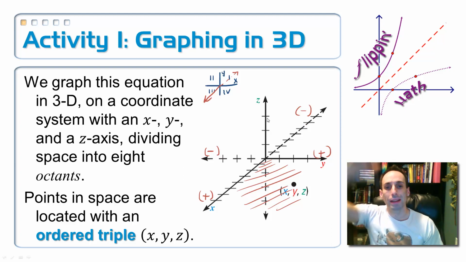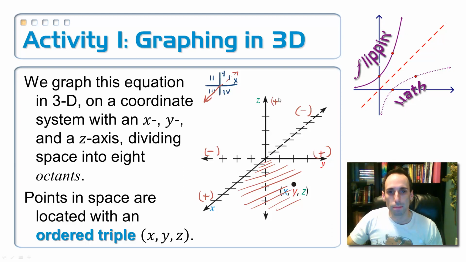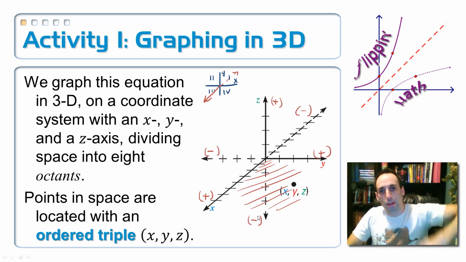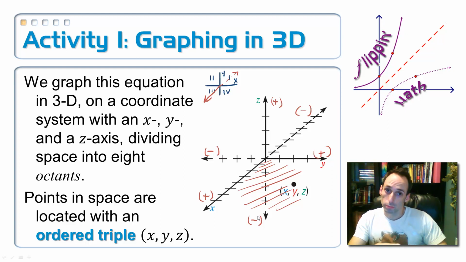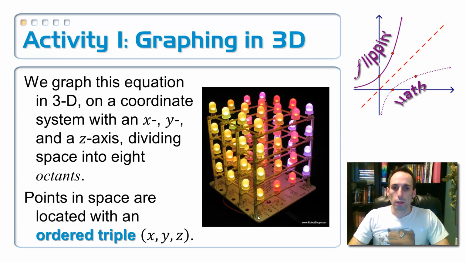And then finally, coming upwards on the z-axis, that part is positive, and going downwards, that part is negative on the z-axis, okay? And then, of course, when we find points in space, they're located with an ordered triple, instead of an ordered pair, an ordered triple: x, y, z. All right, so far.